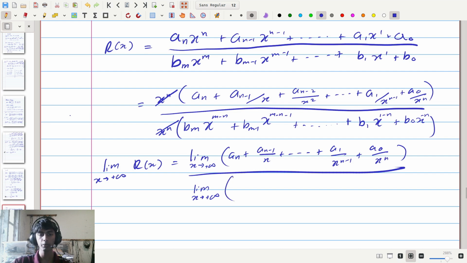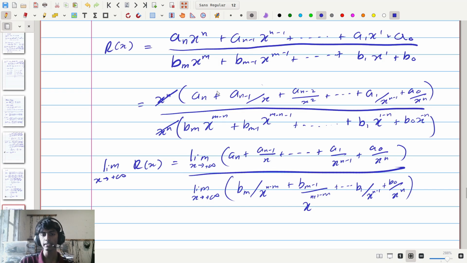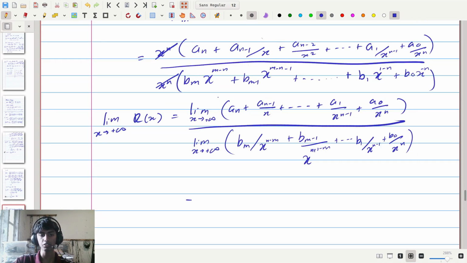On the bottom, I should have kept it consistent and written the denominator in that format as well, which I'll do now. This is b sub m divided by x to the power of n minus m, plus b sub m minus 1 divided by x to the power of n plus 1 minus m, plus dot dot dot all the way down until the very last terms of b sub 1 divided by x to the power of n minus 1 plus b sub 0 divided by x to the power of n. So now taking these limits, on top the first thing we have is a constant of a sub n.